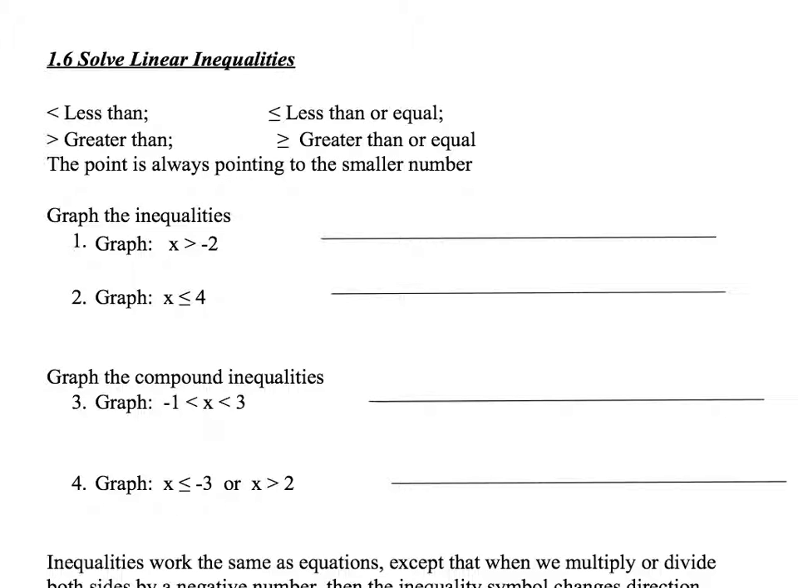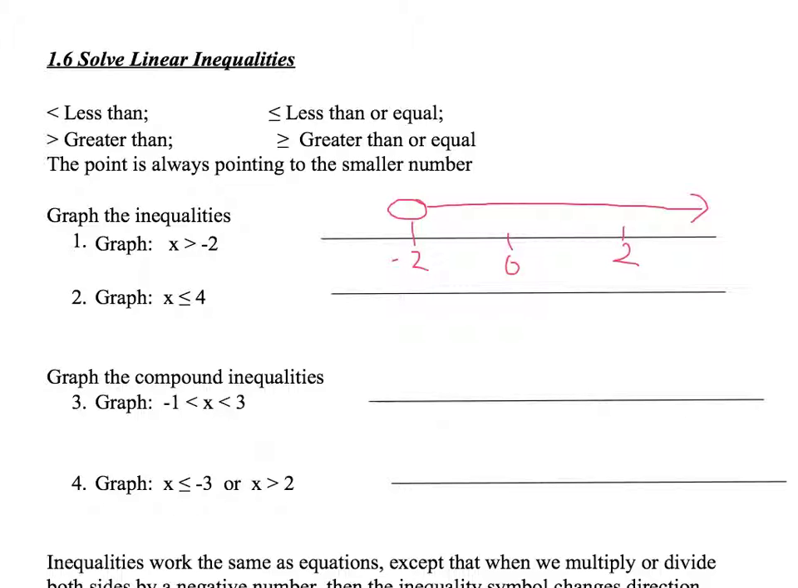All right. So first, we're just going to practice with graphing inequalities. We've got x is greater than negative 2. So to graph that, I'm going to put a few numbers. I'm going to put negative 2, 0, and 2. So I want to show all the values of x that are bigger than negative 2. So I'm going to shade everything to the right, and then I'm going to put an open circle right here.